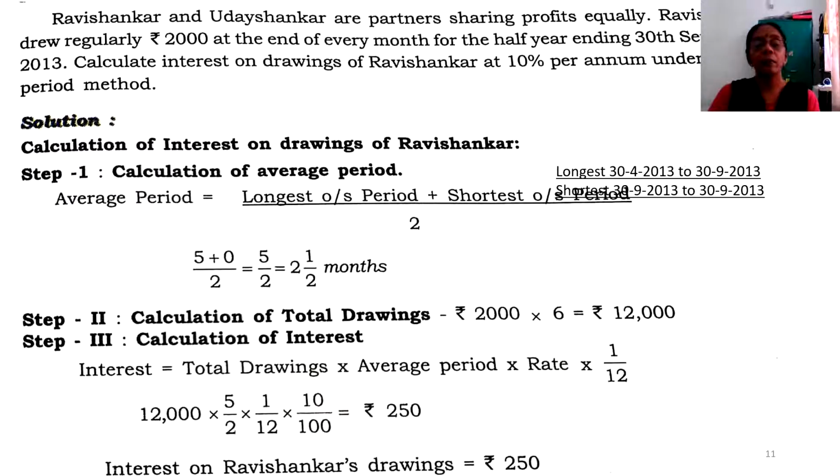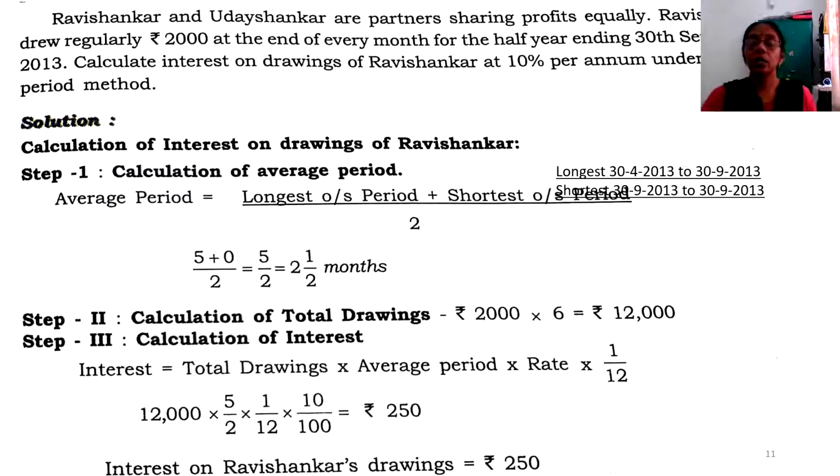Well, the first step for us is the computation of average period. Recollect the formula. Average period is equal to longest outstanding period plus shortest outstanding period by 2. Longest outstanding period will be from the date of start of the withdrawal.